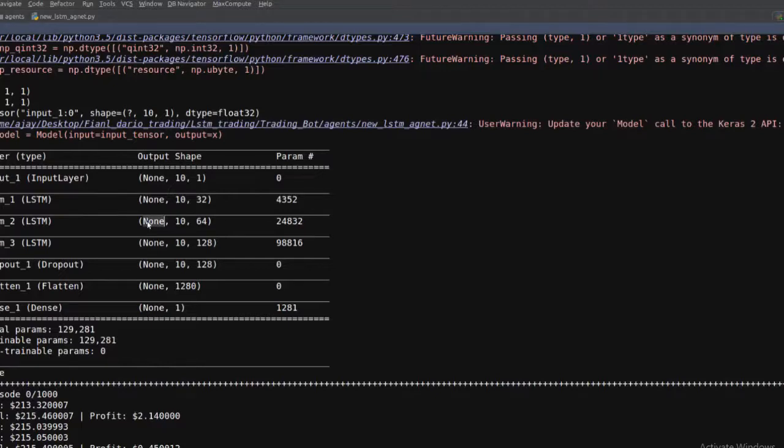Thereafter, the second layer outcome would be (None, 10, 64), because the number of filters I have used in the second layer is 64, and the total number of parameters I have obtained here is 24,832. Thereafter, the outcome of the third layer is (None, 10, 128), and the total number of trainable parameters I have obtained here is 98,816. The final outcome will be fed into the dense layer after the flatten.